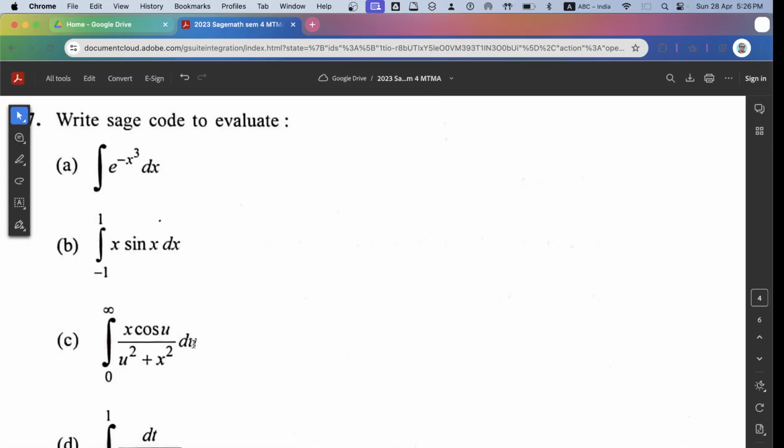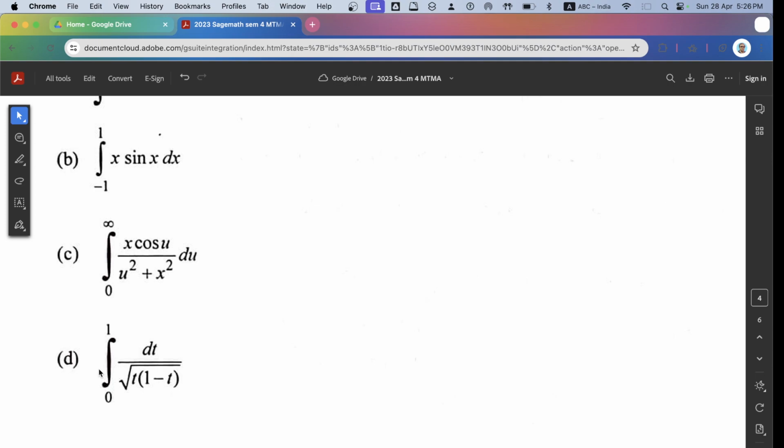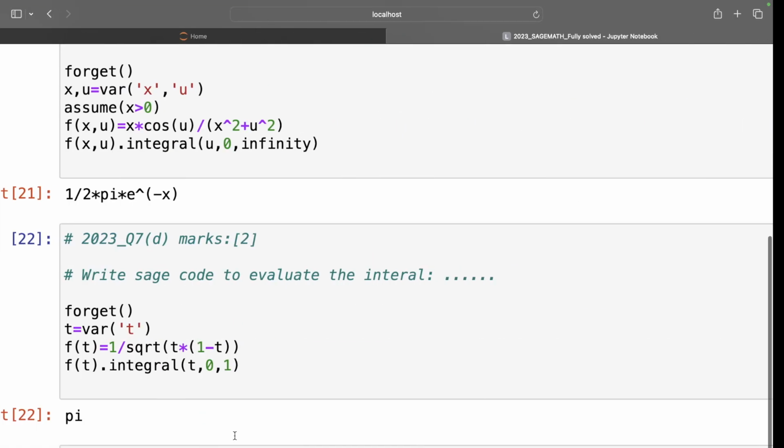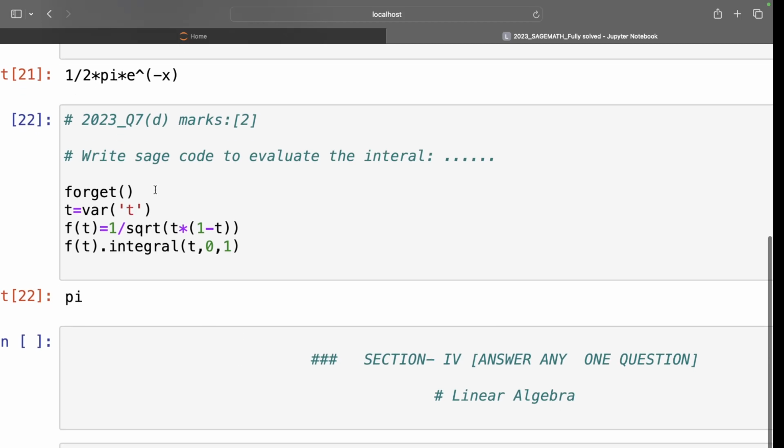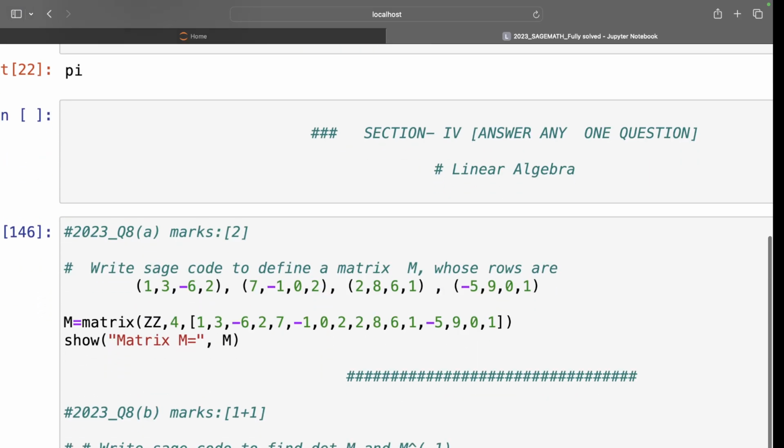Question 7d. Integration 0 to 1 dt by whole root over t into 1 minus t. Actually, this is the improper integral. Also improper at the point 0 and at the point 1, that is 1 minus t. So we can find this improper integral 7d. Forget all these conditions before. Just forget this first bracket. t equal to variable t. f(t) equal to 1 by square root of t into star 1 minus t. f(t) dot integral t 0 to 1. This is equal to pi. Output is this, pi.